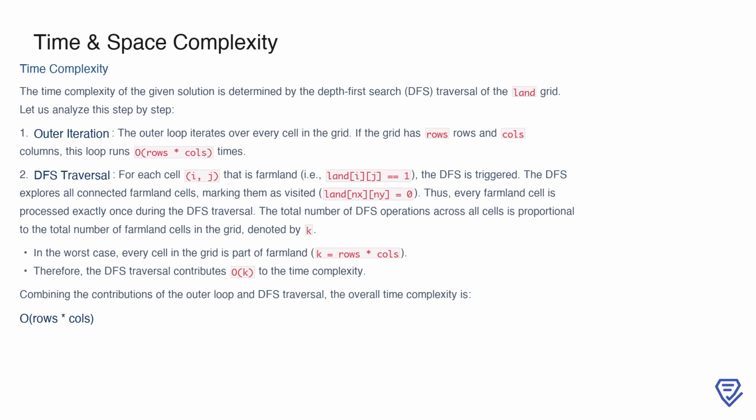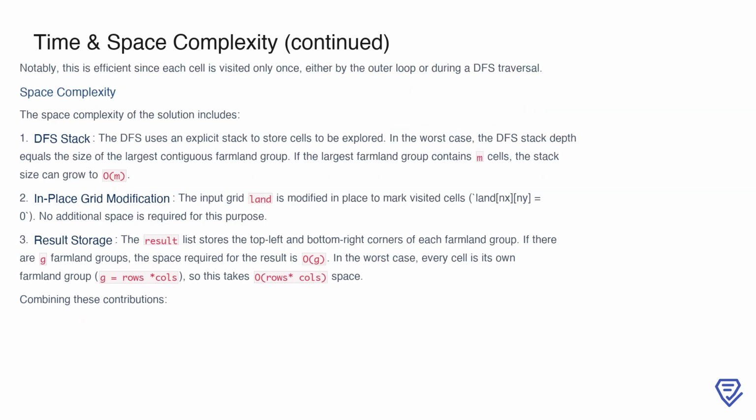The DFS explores all connected farmland cells, marking them as visited. Importantly, each farmland cell is processed exactly once throughout the traversal. In the worst-case scenario, where every cell in the grid is farmland, this would mean the DFS operates on all rows multiplied by all columns, or rows*cols. Combining the outer loop and DFS, the overall time complexity is O(rows*cols). This time complexity is efficient because each cell is visited only once, either during the outer loop or through the DFS traversal.